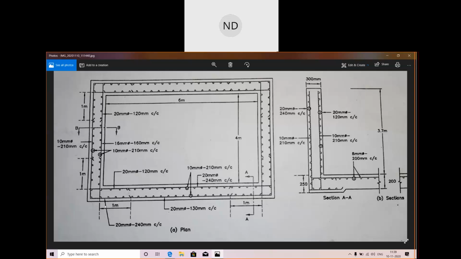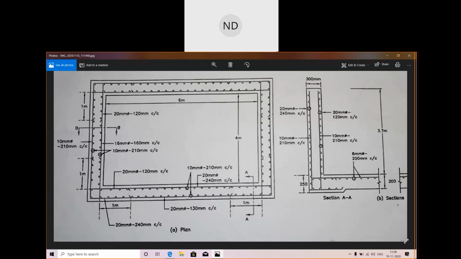This is the support, 1 meter support, 1 meter support, and here we have used 20 mm diameter bars at 130 mm center to center. On the liquid face, at the center, we have used 10 mm diameter bars at 210 mm center spacing.